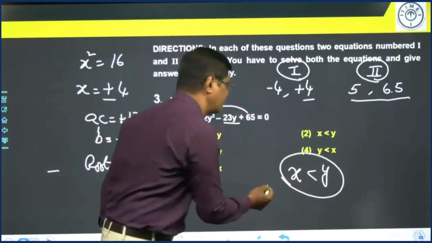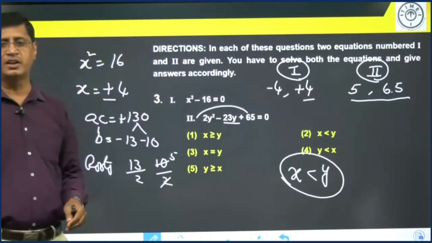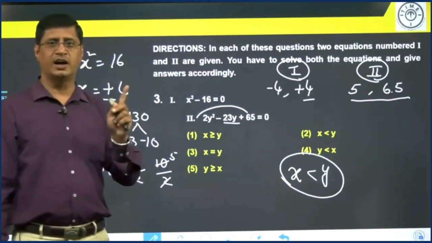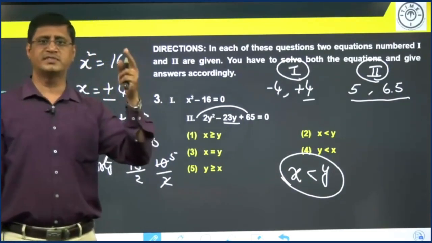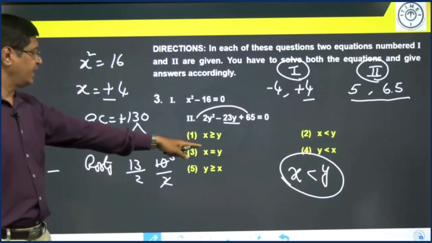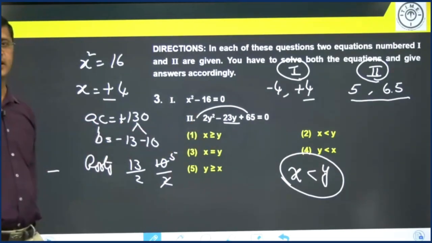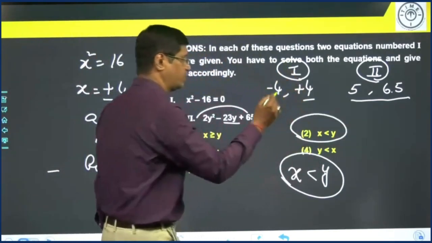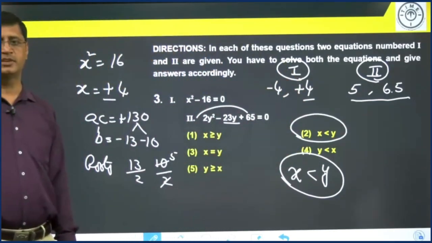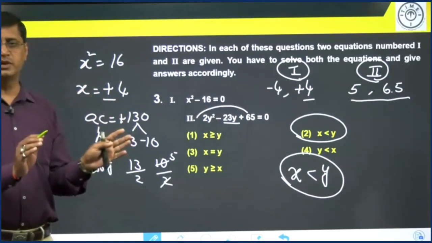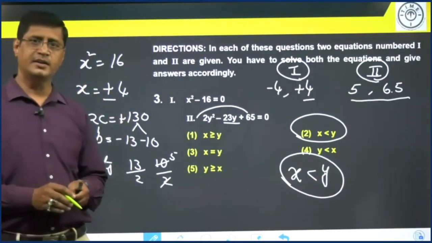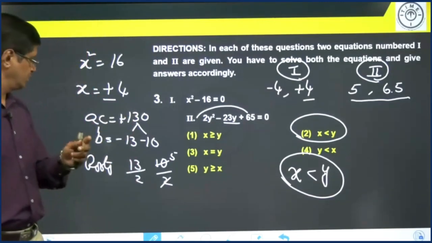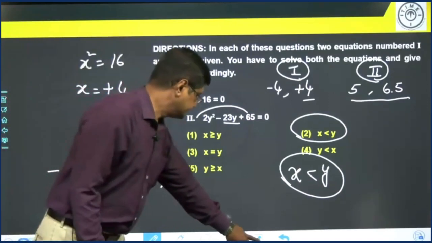This means both the roots of the first quadratic equation are less than both the roots of the second quadratic equation. That means x less than y, the right choice is option number 2. Second choice is the right answer. Just find the roots of the given quadratic equations and compare the roots by using the numerical values. Okay. Hope I am clear.